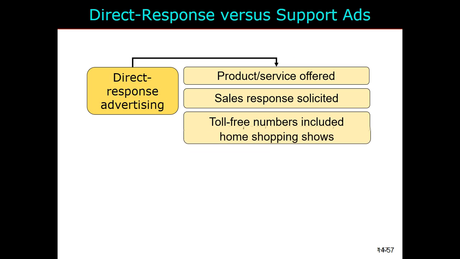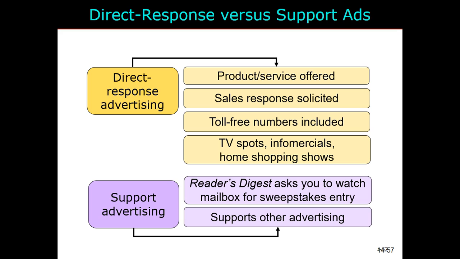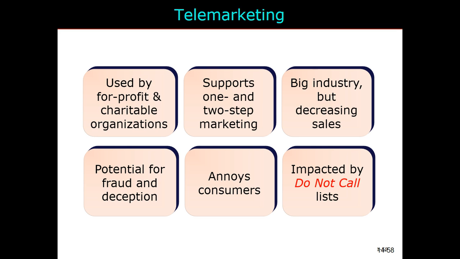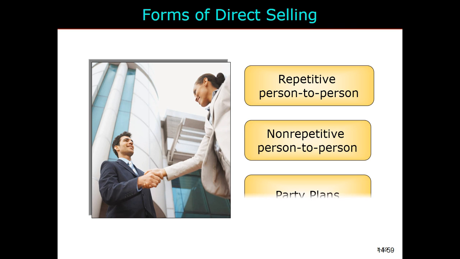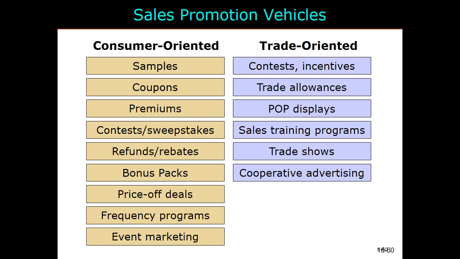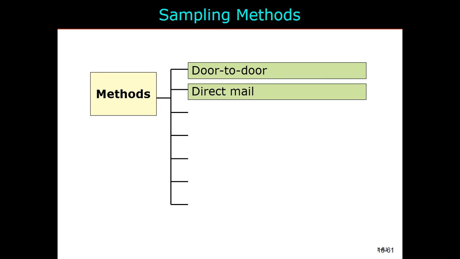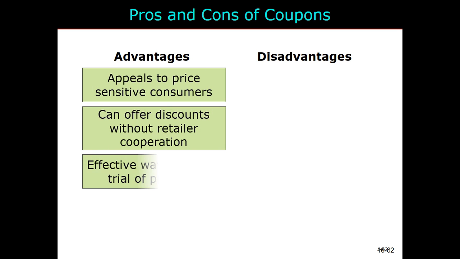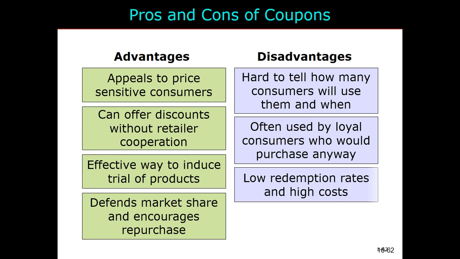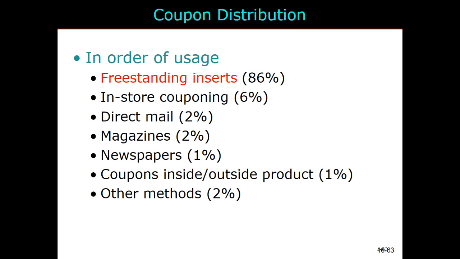Direct response versus support ads. Direct response and telemarketing. Telemarketing, forms of direct selling, and sales promotion vehicles. Sales promotion could be consumer-oriented or trade-oriented. Sampling, methods for sampling. And coupons: advantages, disadvantages, coupon distribution.